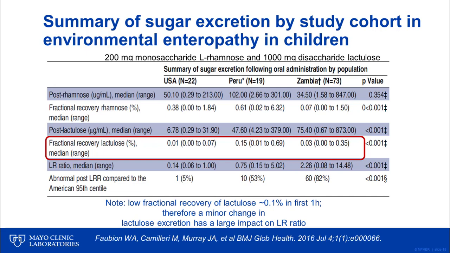And the main point to show you this is, first of all, of course, there is an increased permeability of the intestine, which is actually documented with recovery of rhamnose. But when you look at the recovery of lactulose, even in these children who have environmental enteropathy and stunting of growth because of the malabsorptive process that occurs in environmental enteropathy, even in that situation, only 0.5% approximately of the lactulose was excreted. And in the first hour, which was how this study was done, it was only about 0.1%.